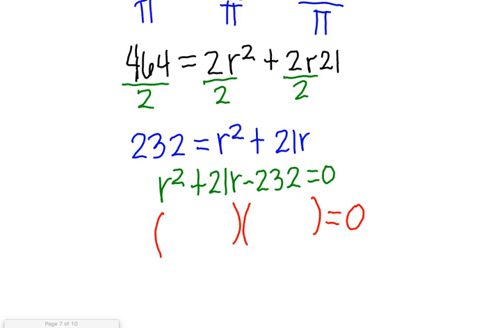So in my first box, I had to think what times what's going to get me r squared? An r and an r. Okay, what's the only way to multiply to a negative number? A plus and a minus, yep.